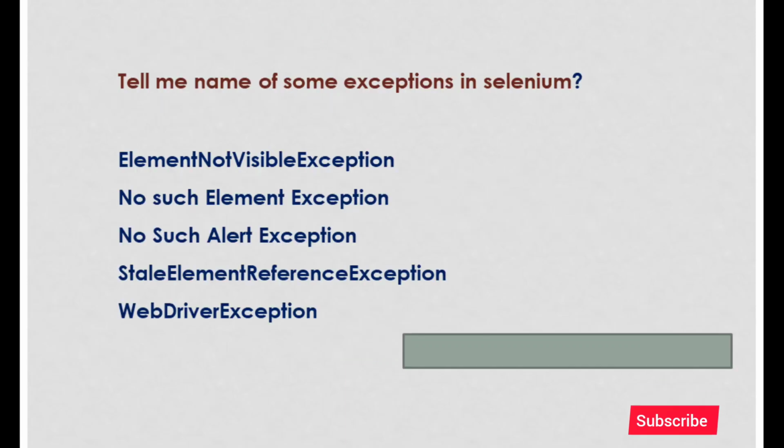So the next question is, tell me name of some exceptions in Selenium. So in our interview of automation testing, the interviewer asks you the name of some exceptions that you are facing while writing a script, an automation script. So the names of these exceptions are element not interactable exception, no such element exception, no such alert present exception, stale element reference exception, and then WebDriver exception. So these are common exceptions which are faced while writing a script for automation testing.